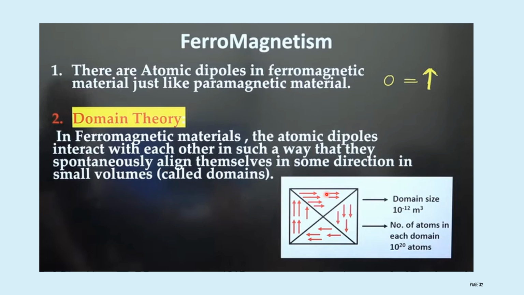In the case of a ferromagnetic material, the atomic dipoles get arranged in the form of domains. The domain size will be 10 to the power of minus 12 meter cube. Then the number of atoms in each domain will be 10 to the power of 20 atoms. Normally you can observe 4 domains here. Then in each domain, the alignment of atomic dipoles takes place.